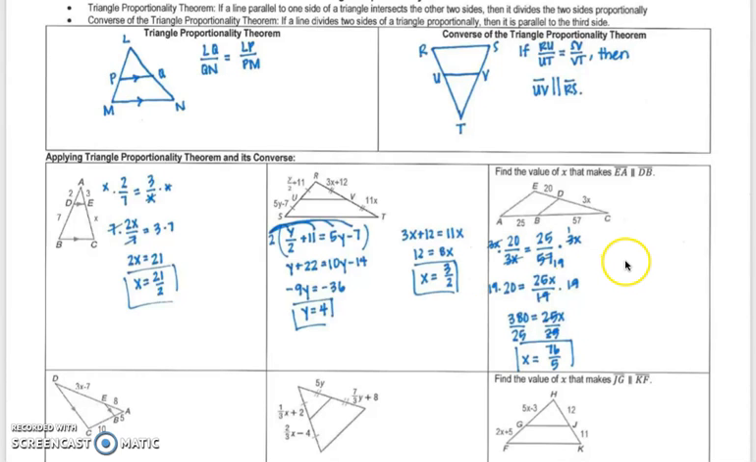The last example for this lesson is finding a value of x that makes a segment parallel to another segment, and this would be using the converse of the proportionality theorem because you're trying to prove the lines parallel given side lengths. But you do literally exactly the same thing, so there's not much of a difference here. I did 20 over 3x has to be equal to 25 over 57. So I started by multiplying each side by 3x.